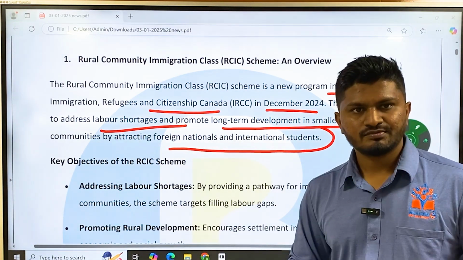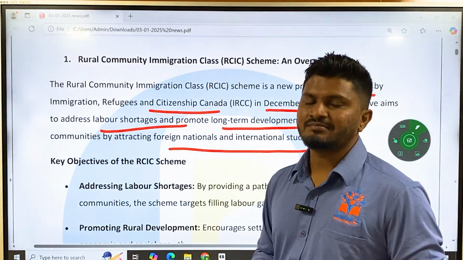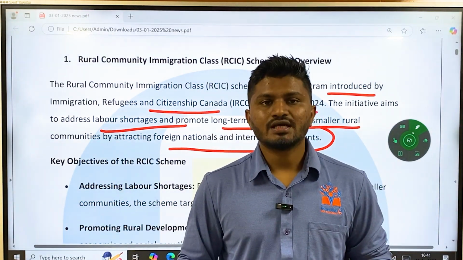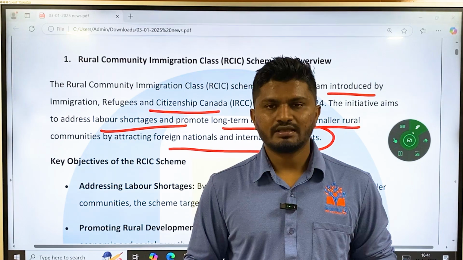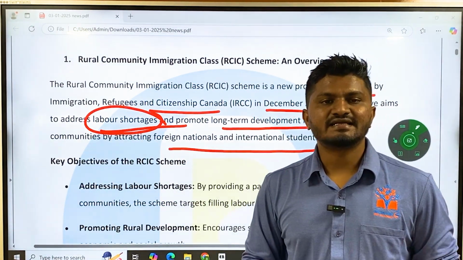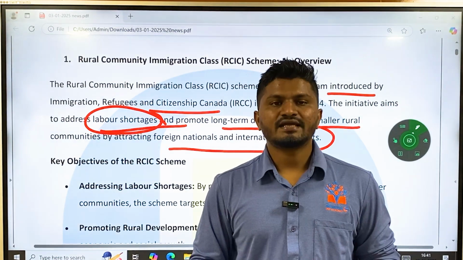international students. So this scheme is not a scheme of the government of India. Instead, it is a scheme of the government of Canada. The aim is to bring more laborers so that they can address the labor shortage that is happening in Canada right now.